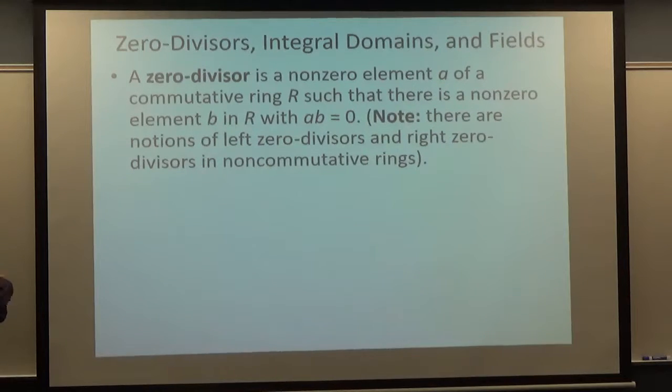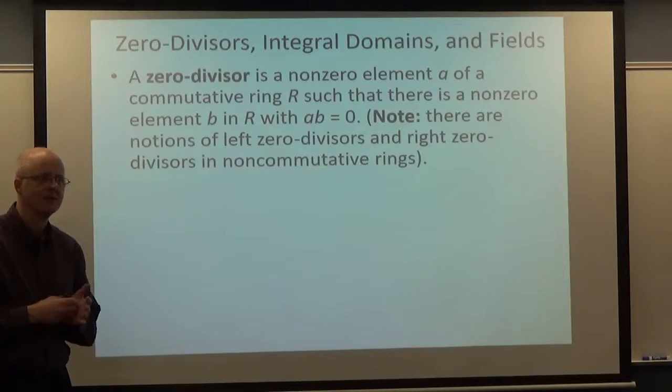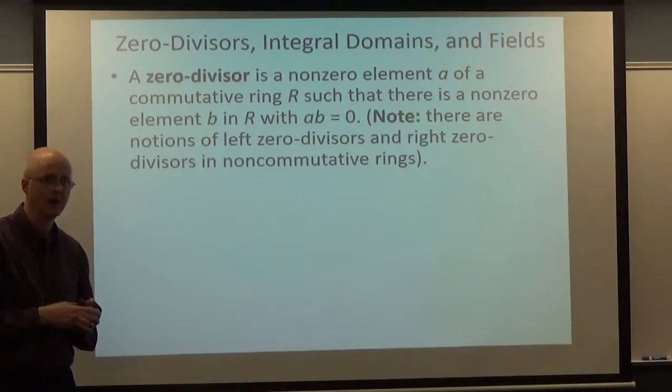Note, this can be generalized: there are notions of left zero-divisors and right zero-divisors in non-commutative rings, but we're not doing that. I want to keep things as simple as possible here. It's complicated enough already as it is. So we're restricting ourselves to commutative rings when we talk about zero-divisors.